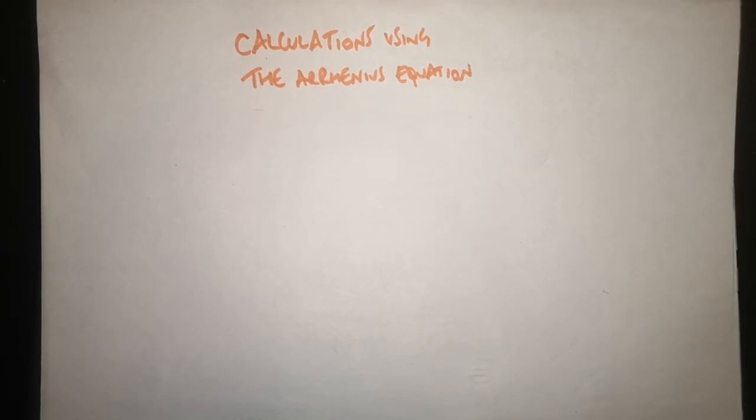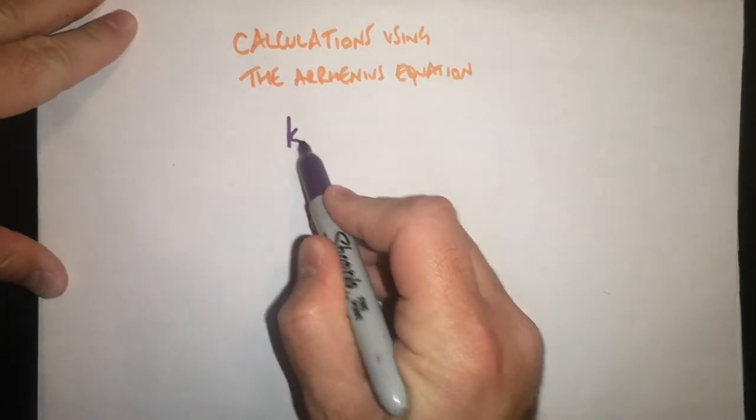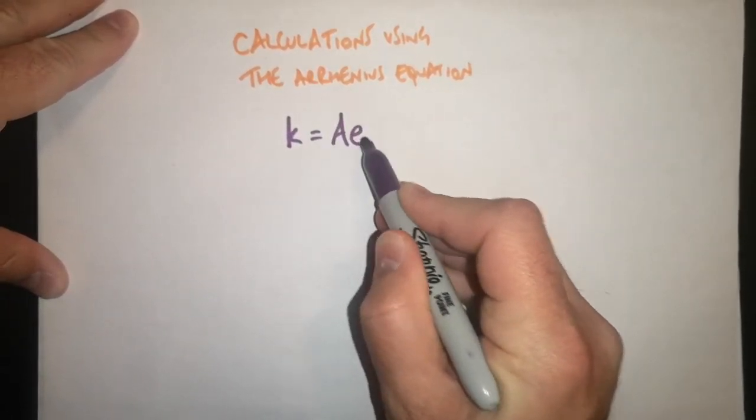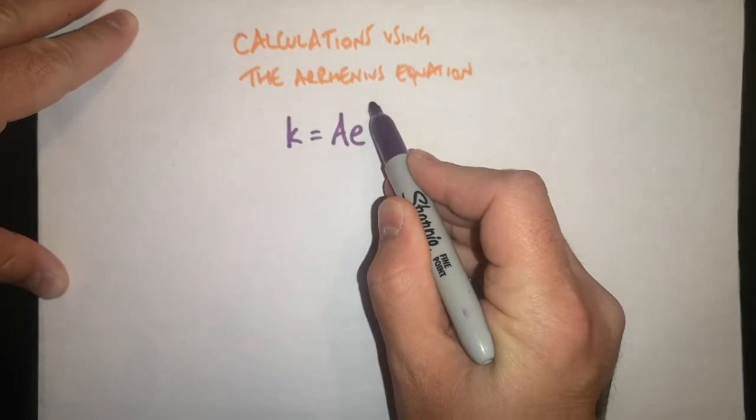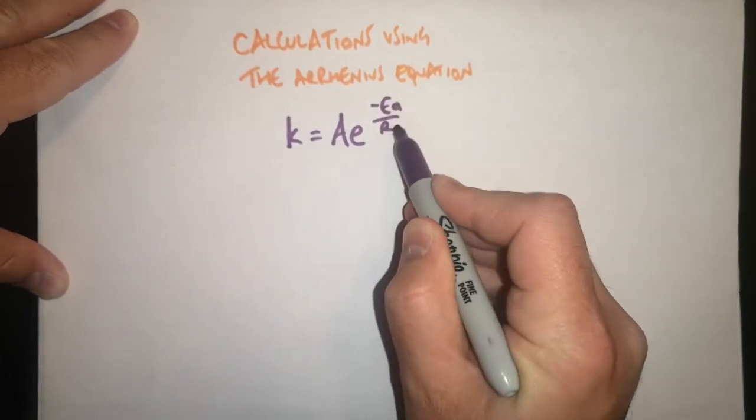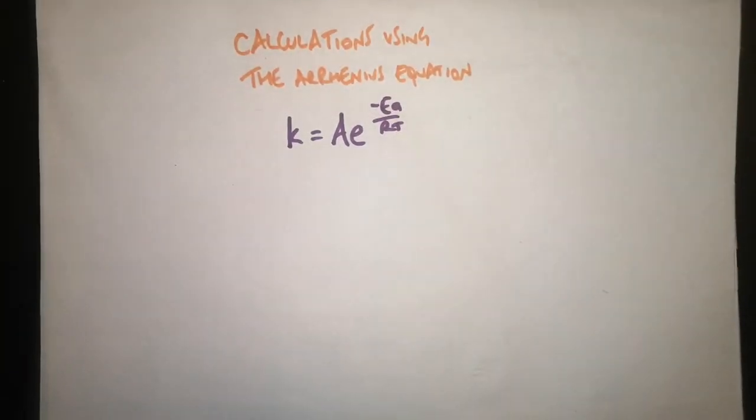In this video we'll look at how to use the Arrhenius equation to perform some calculations related to the rate constant. So just to remind ourselves, the Arrhenius equation looks like this: k equals A e to the power of minus Ea over RT. What we'll look at is how to actually calculate the rate constant using some given data.